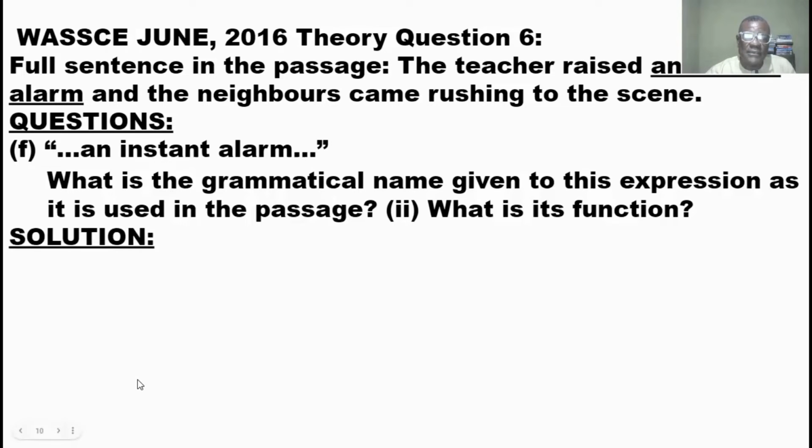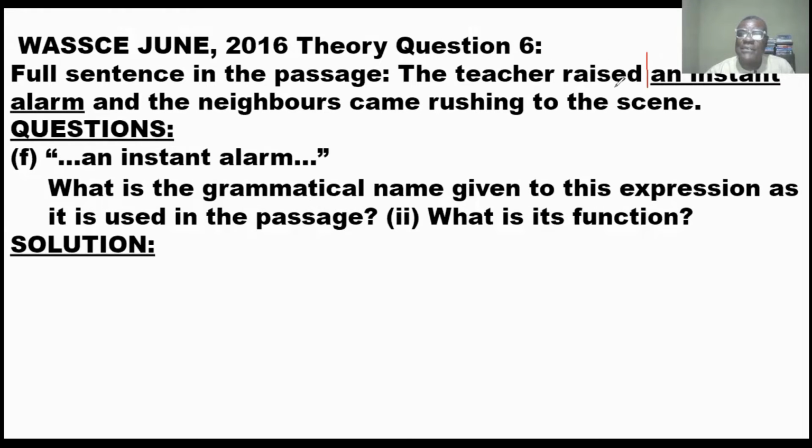How do we solve this? Again, we use the border principle. The underlined expression is an instant alarm. It shares a boundary with this first part of the sentence, the teacher raised. Then we use the elimination method. Let's eliminate an instant alarm. So there will be a blank space here.